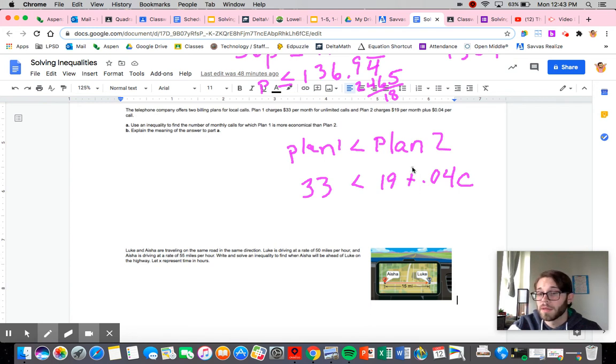Most times in real life you would be paying that much per minute, but I guess in this scenario we're just going by per phone call. Anyway, so now we just have to solve this the same way we would solve anything else. 14 is less than 0.04 times the number of calls. Now I have to divide by 0.04.